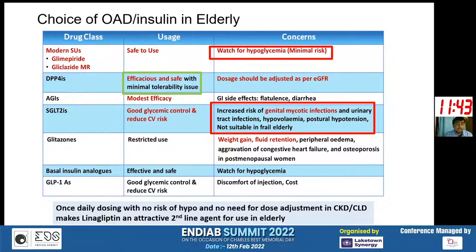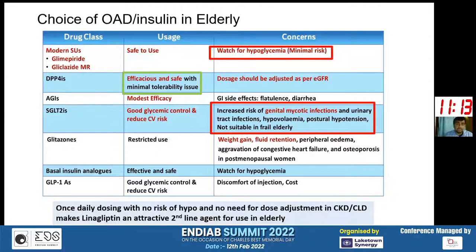Now coming to other agents like SGLT2 inhibitors, they can offer good glycemic control. They can cause reduction in the severities, but when it comes to the tolerability profile, they may cause increased urinary tract infection and genital mycotic infection, and particularly elderly frail individuals may be more prone to hypovolemia, dehydration, and postural hypotension. So in those patients, SGLT2 inhibitors should be avoided.